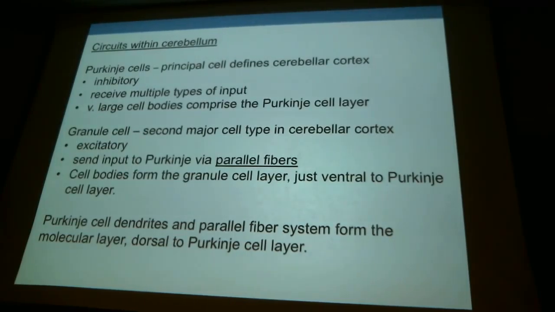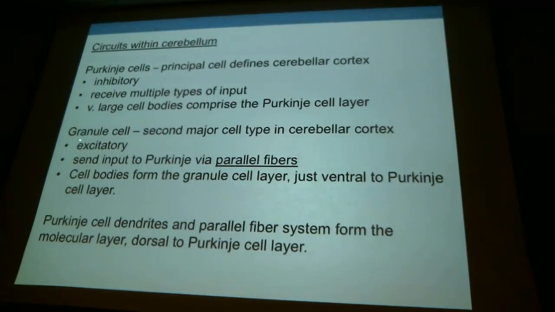Okay, but we know a lot about the particular cellular circuitry in this system. So we have Purkinje cells, and one interesting thing about these Purkinje cells is that they're inhibitory. So this is an example of the major principal neuron in a system being an inhibitory neuron rather than excitatory. It receives multiple types of input. They have very large cell bodies that comprise the Purkinje cell layer.